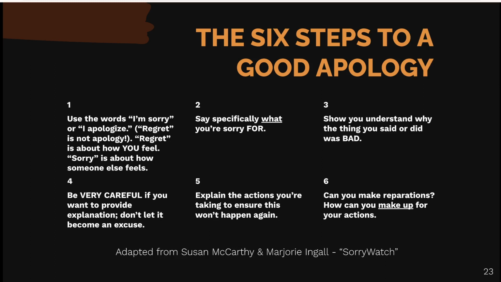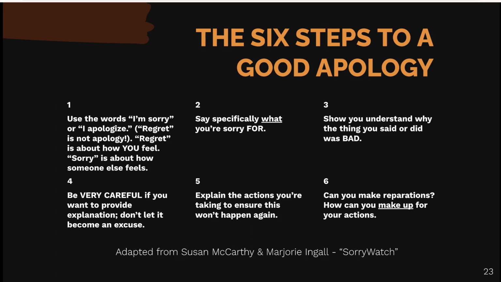Okay, so these are the 6 steps, according to McCarthy and Ingle, for a good apology. You're going to say sorry and apologize. We are not going to say regret. We're going to say that you're sorry for what? So you need to confront what it is that you have done. Show that you understand why it's a bad thing. What is the damage that you have done to that person or people?